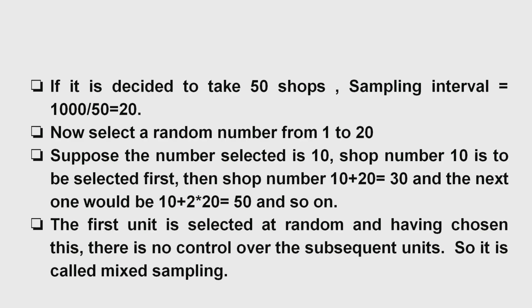Now the interval which you have obtained is 20. The next step is to select a random number from 1 to 20. Any number you can imagine, but here for easy calculation purpose I have taken 10. Suppose the number selected is 10, the shop number 10 is to be selected first. Then the second shop will be 10 plus 20. 20 is the interval you have obtained, no? So 10 plus 20, 30. Then the next shop will be 10 plus 2 into 20, 50. So 10th shop, 30th shop, 50th shop, like that it will go on. So there will be a pattern followed in selecting the sample.